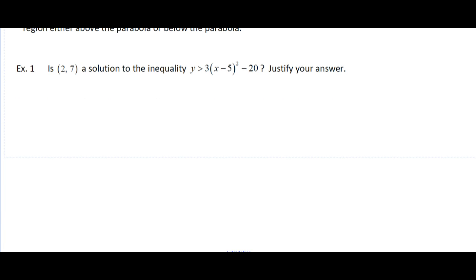All right, is (2, 7) a solution to the inequality y is greater than 3(x minus 5) squared minus 20? Justify your answer. So what are we going to do for this? Substitute? Put in the x and y values for the coordinates and see if we get what? A true statement. Okay, so if it's true, then we know that it is a solution to the inequality, and if it's false, then we know it is not a solution to the inequality. So go ahead, do it. Stick in your x and y, and see if what you get is true or is not true.